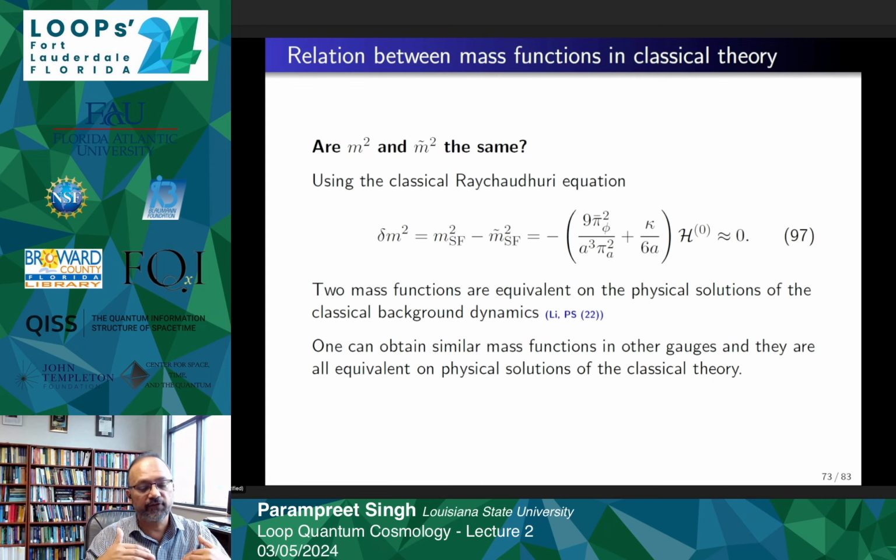And then there is a difference in where you quantize, where you bring in which input of loop quantum gravity. And that is why the effective mass function in the effective description would not vanish on the space of physical solutions.